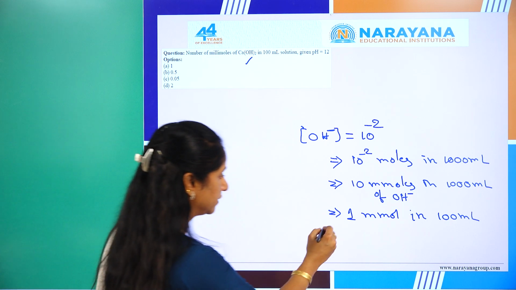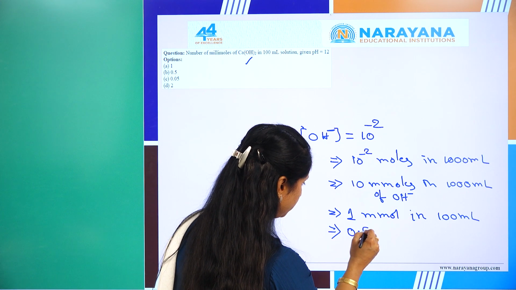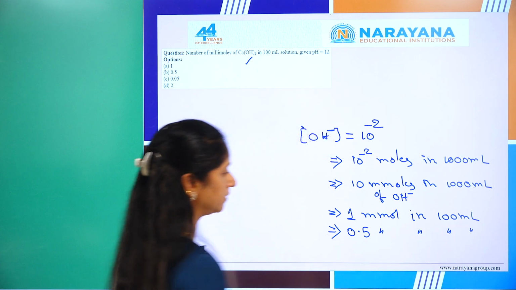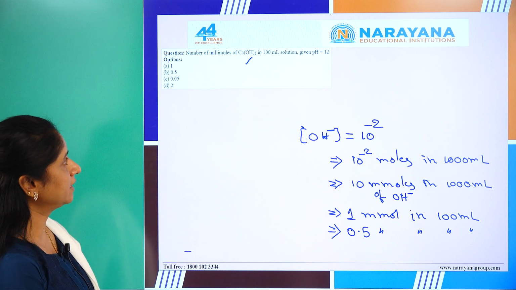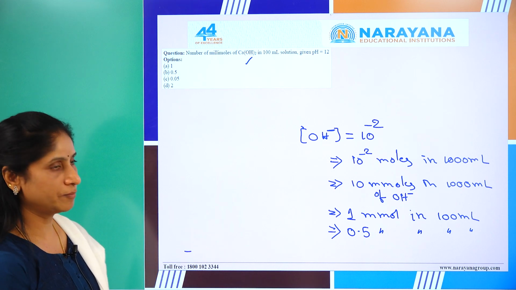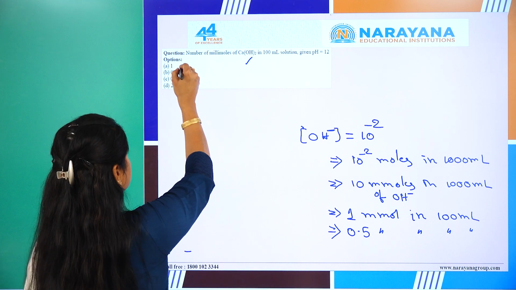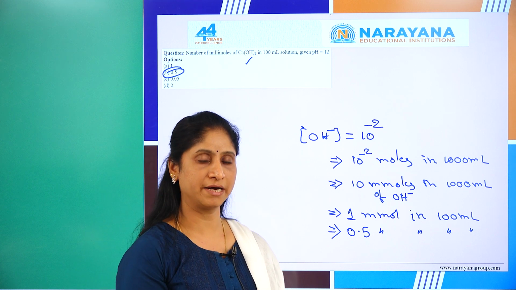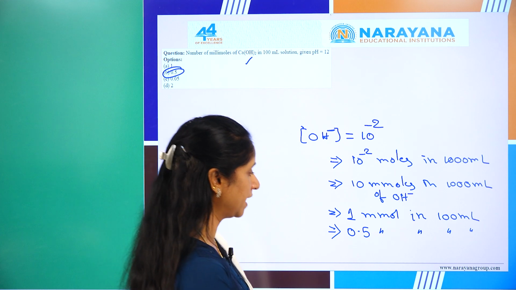So therefore, the number of millimoles of calcium hydroxide should be 0.5. 0.5 millimoles in 100 ml. There is a scope of doing small mistake in this question. So if you think directly as OH minus, you may go for 1 millimole as the answer. But the correct answer is here: 0.5 millimoles of calcium hydroxide can give 1 millimole of OH minus ions in 100 ml.